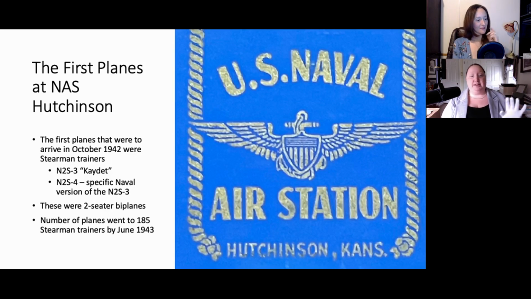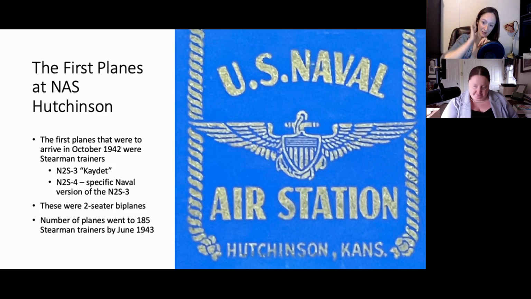Now, by the time we get to June 1943, there's 185 of these planes on the base. So you need a lot of space for there to be 185 planes on a base in Kansas. But it also speaks to the amount of training that they're doing. There's a need for 185 Stearman trainers to be there. And this is in a very short amount of time. I mean, the first planes that come in are October 1942. So less than a year later, 185 are on the base. It increased quickly. Oh yeah.